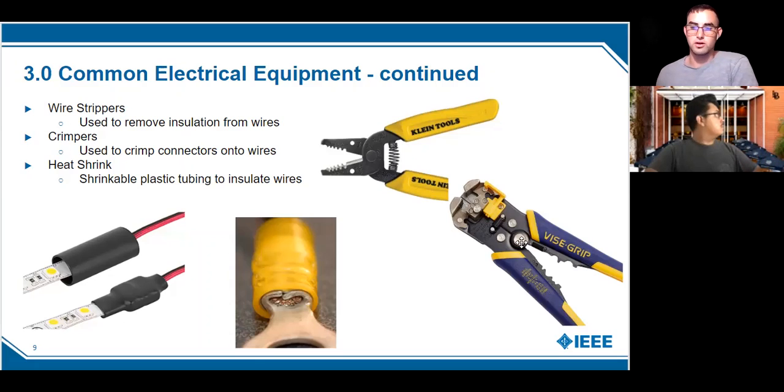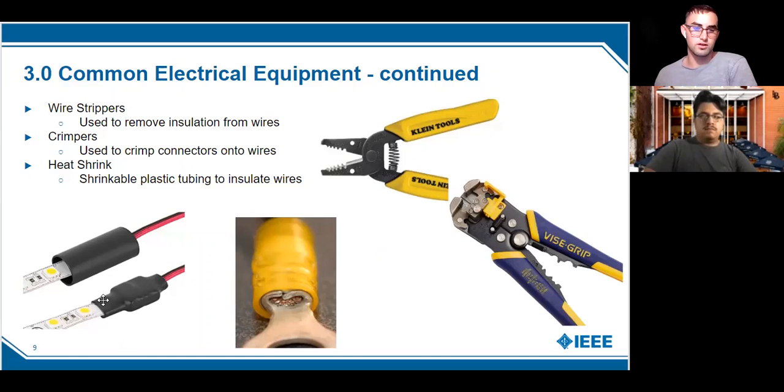And then this one under it where it says Vice-Grip is the wire strippers. Before you go ahead and crimp anything, you need to strip the coating, the rubber insulation, off the wire, and then you expose the little copper wires inside the insulation. So that's what the wire strippers are used for.